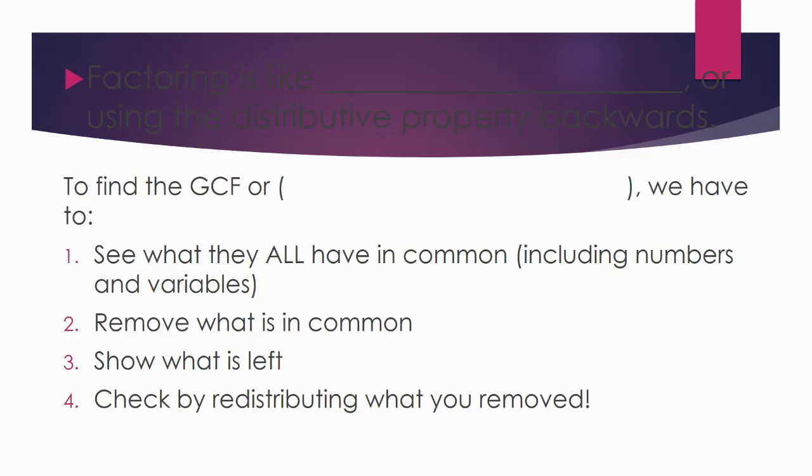All right, so factoring is like dividing, or using the distributive property backwards. We're saying dividing because when you use the distributive property, you're multiplying. So to find the GCF, otherwise known as the greatest common factor, those are all the numbers that we divide out of a number, so that when we multiply them together, they give us the number. So we're going to see what they all have in common, including numbers and variables.